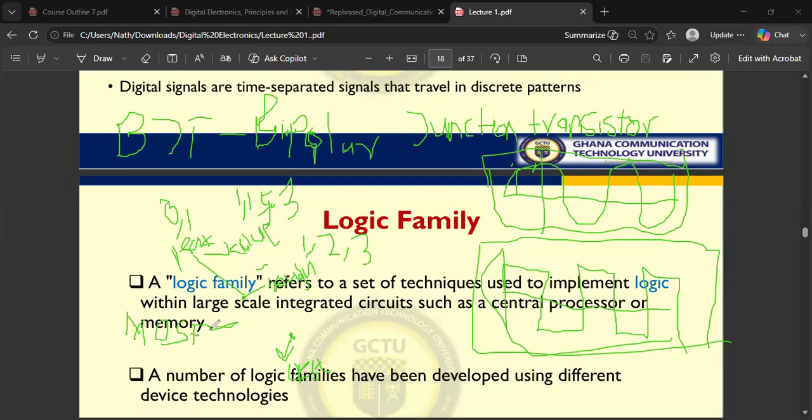So MOSFET is just metal oxide semiconductor field effect transistor. So the M is metal, O is oxide, S is semiconductor, F is field, E is effect, and T is transistor. So you have two categories: ones that are built from bipolar junction transistors or MOSFET, right?